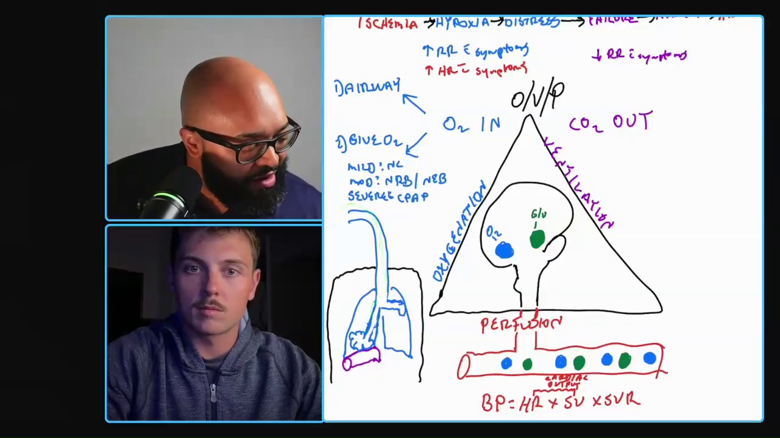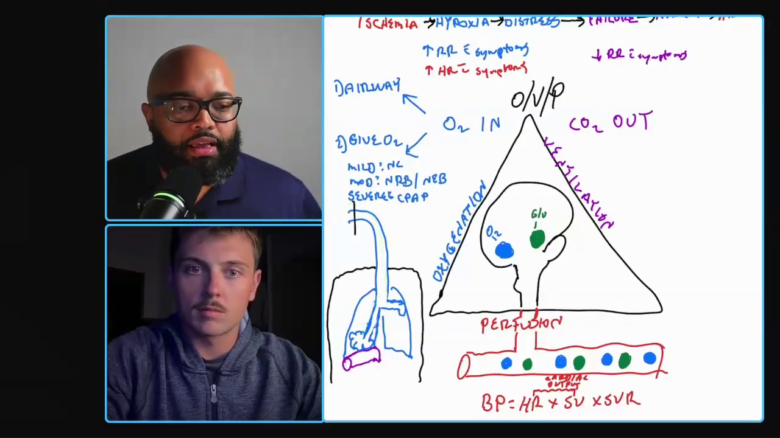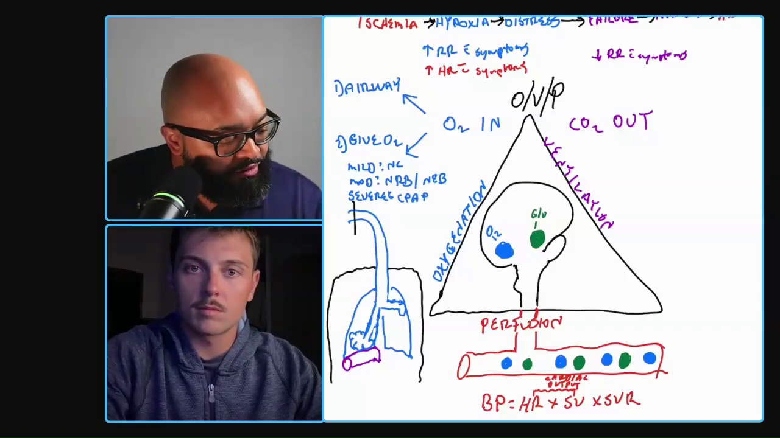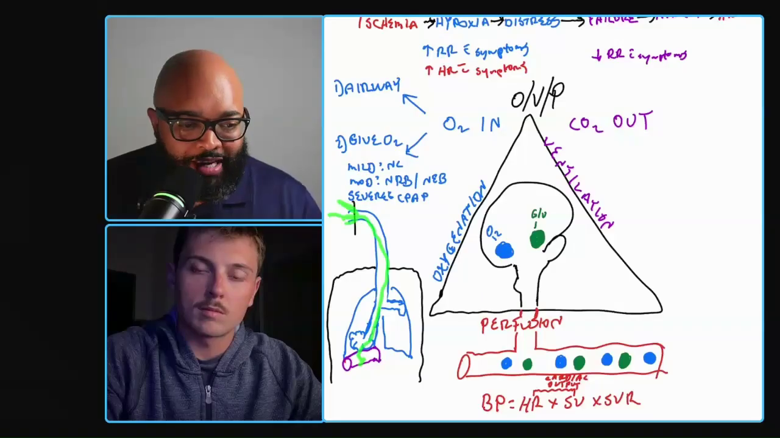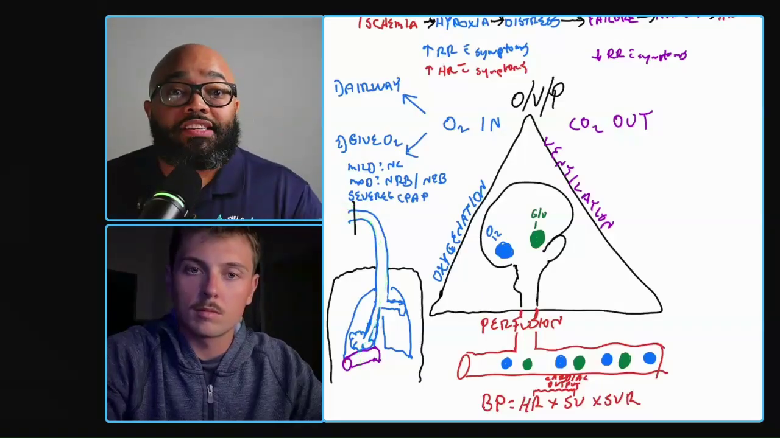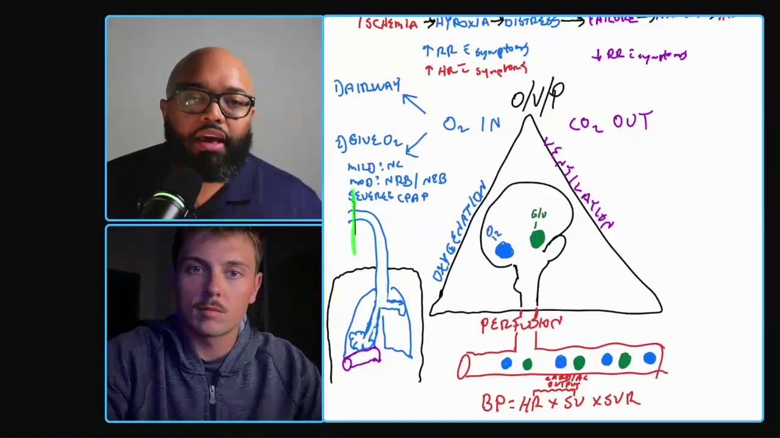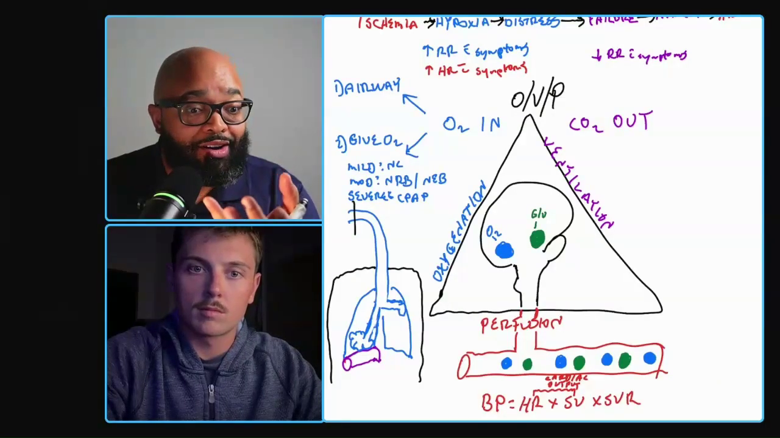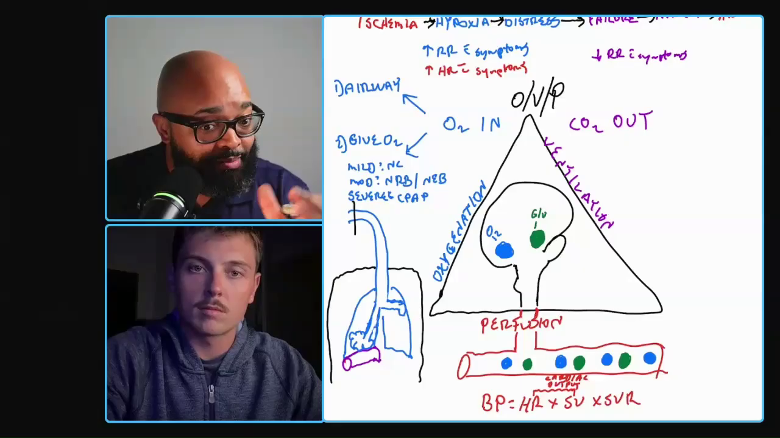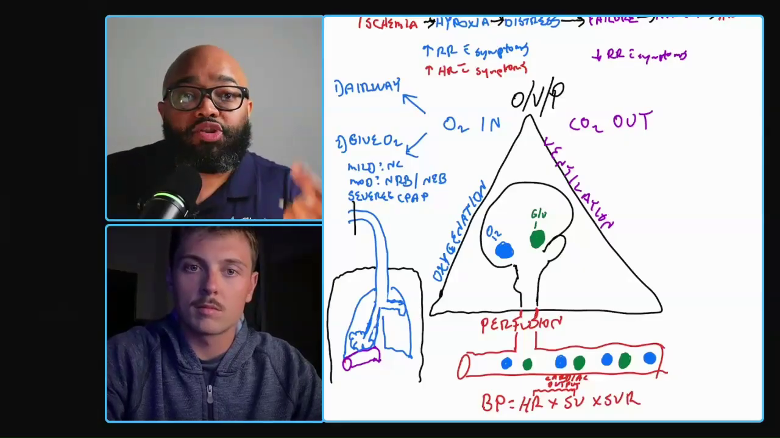Well, check this out. What if I block the airway? Okay, if I block the airway, now oxygen can't get in. Make sense? Now, what are reasons that the airway could be blocked? Maybe they're unresponsive. Their tongue falls down to the bottom, to the hypopharynx. Make sense? So they can have an obstruction.